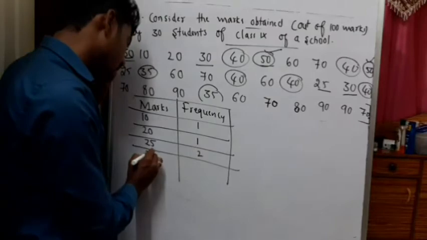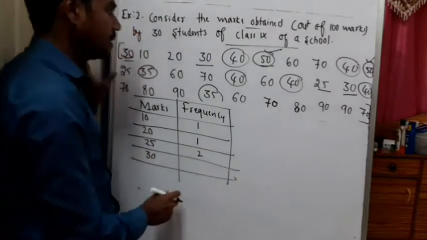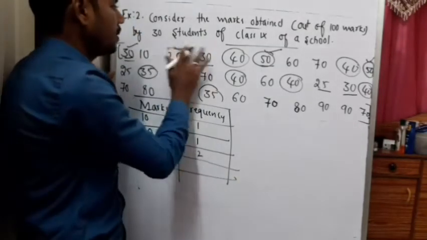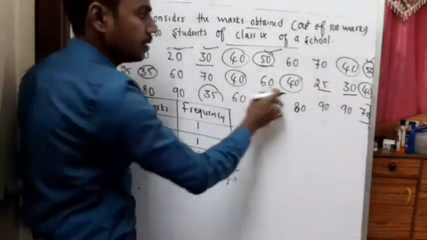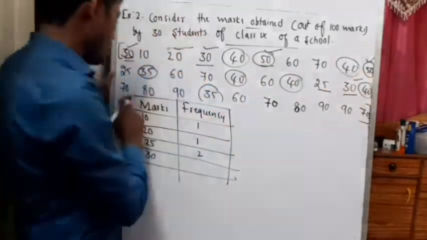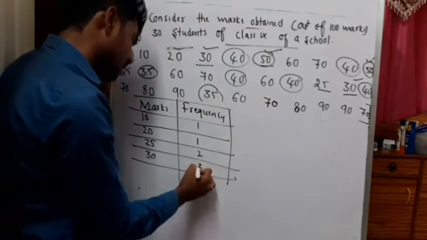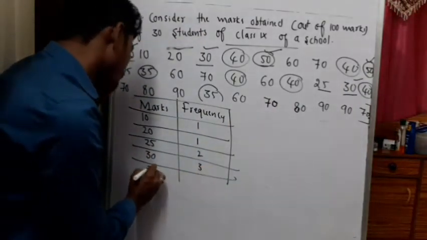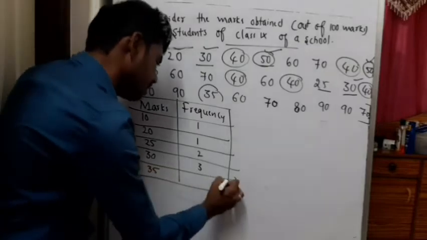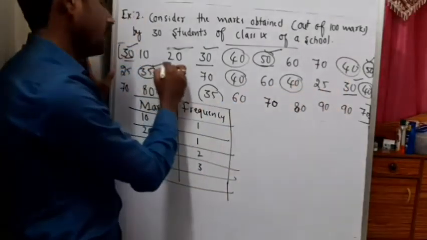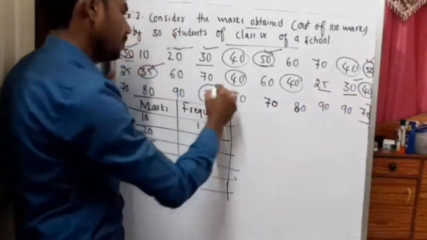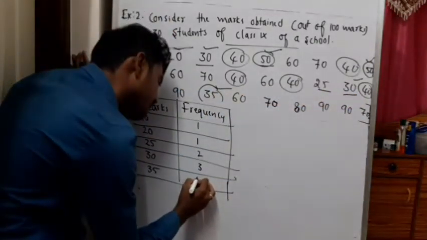Then we'll go to 30. How many times has 30 occurred? See, 1, 2, sorry, 3. After that, only 3 times it has occurred. Then we'll go to 35. How many times has 35 occurred? See, where is 35? So 1, 2. Only 2 times it has occurred.